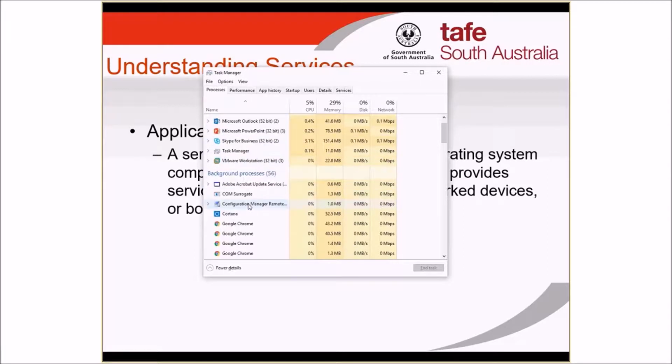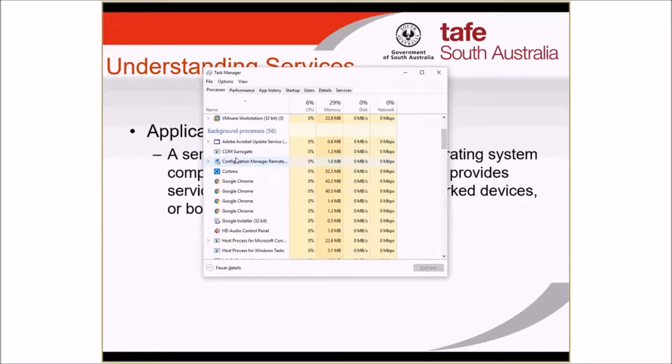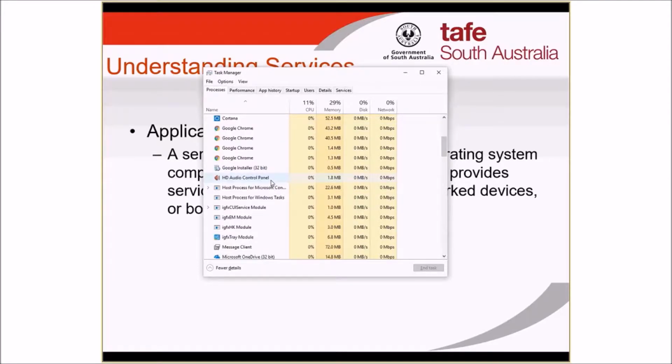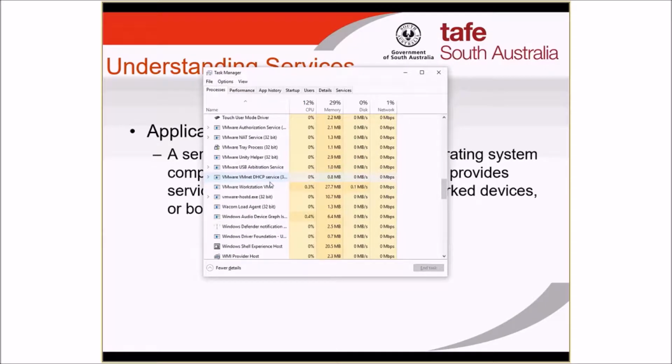Whereas behind the scenes, like I mentioned, there's a whole heap of background processes. Because this is a client machine, most of these background processes are really for the local machine, but they're in the background. They're not in the foreground. Foreground is right in front of you. You can see it, interact with it. Background is behind the scenes doing its job. And these are what I would call services.